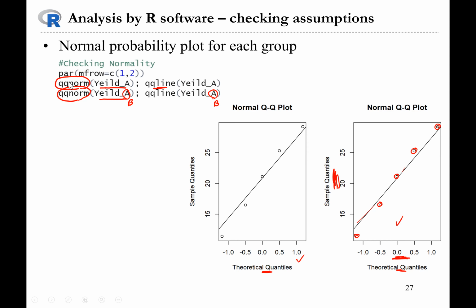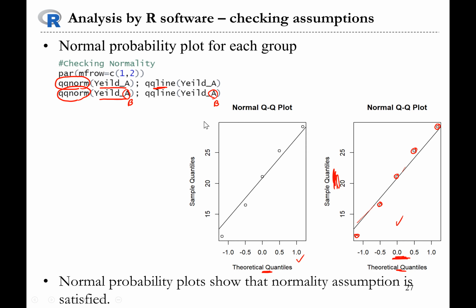So you use the QQ norm to get these dots, and you use QQ line to give me the straight line, to see if they are close to the straight line or not. So I use QQ norm for A, and I should use QQ norm for B, and then QQ line for A, QQ line for B. And this one is only to get the two plots in one panel, but you don't need to use this one. I will go over this one in detail when I cover the R code after we finish chapter 2.